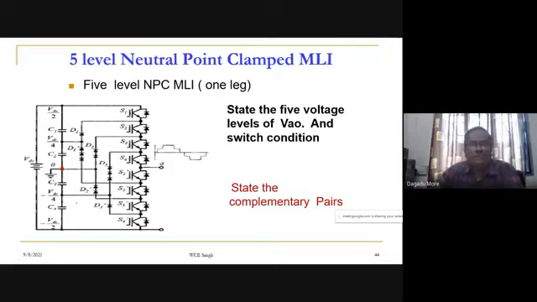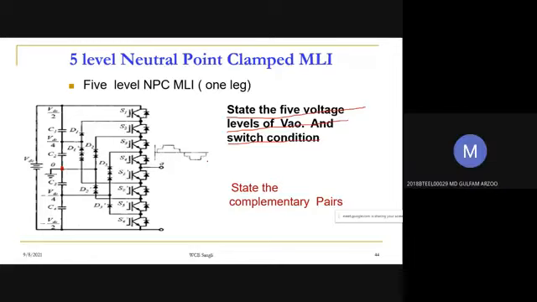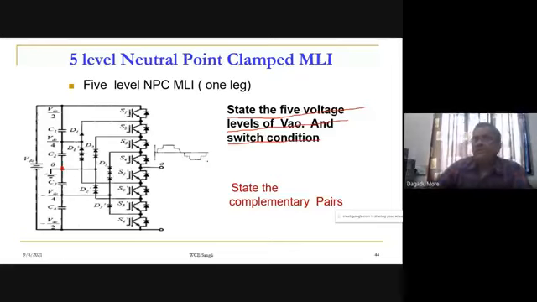What are the various values we know? What are the 5 levels of VAO? The switch conditions we already know. Can you tell me the 5 voltage levels of VAO? Anybody can unmute and tell. Plus minus VDC by 2, plus minus VDC by 4, and 0. Correct. These are the five switching voltage levels we can obtain.